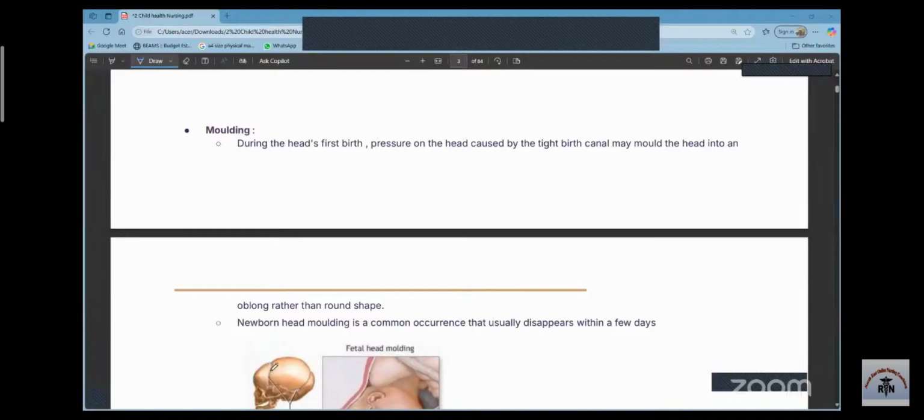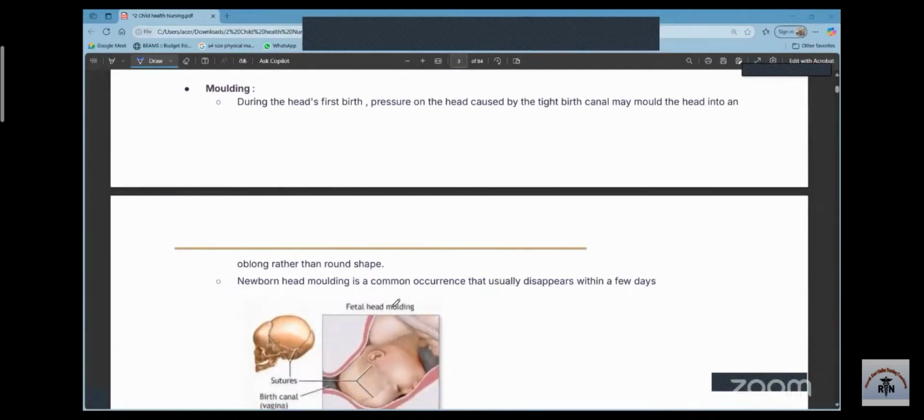Because of the presence of these suture lines, the head can change its shape. The head can change its own shape and navigate itself. It can make space for itself inside the vaginal canal. That is called molding. So during head-first birth, pressure on the head caused by the tight birth canal may mold the head into an oblong rather than a round shape. That is called molding.